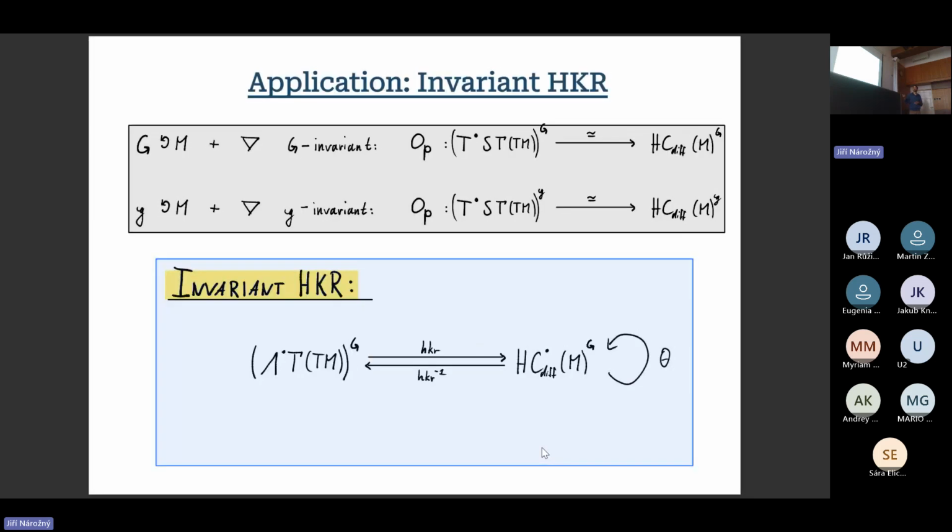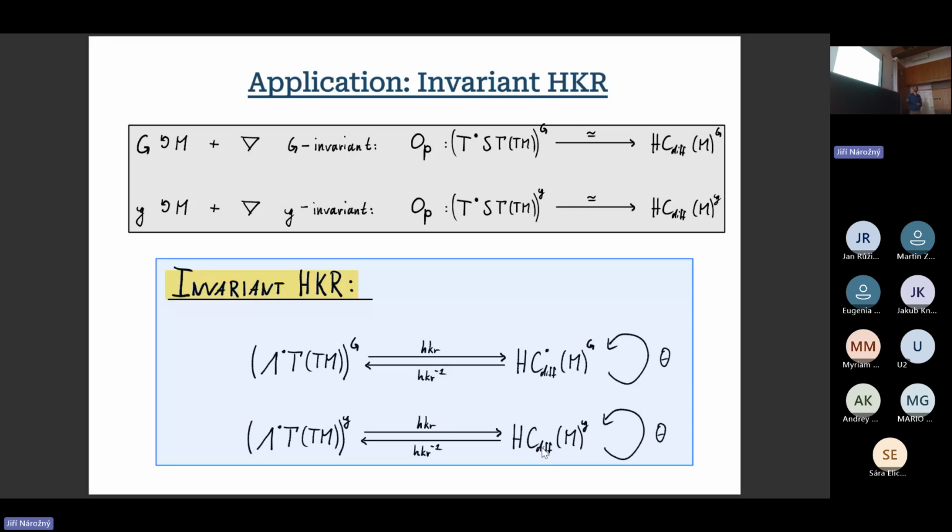If we assume we have a Lie algebra action and a Lie algebra action invariant covariant derivative, we again get simple calculus on the invariant elements, and with the same arguments we get an invariant HKR theorem now for an arbitrary algebra action.